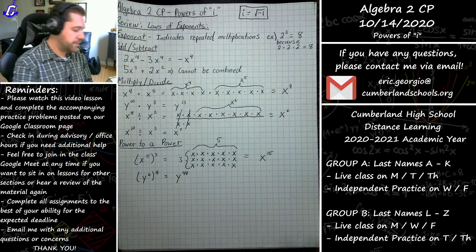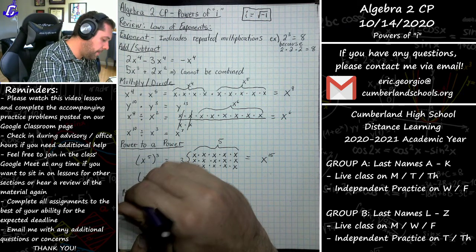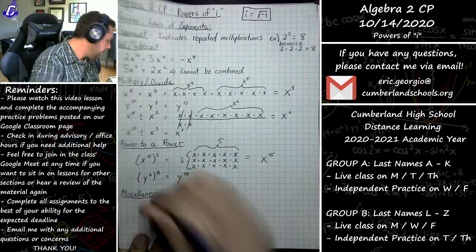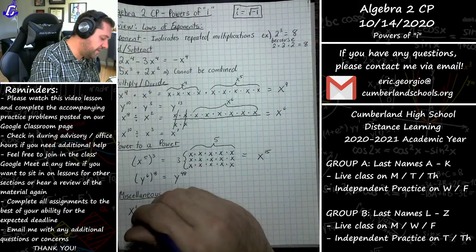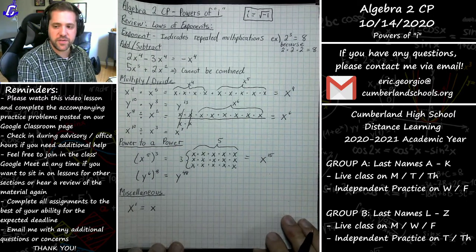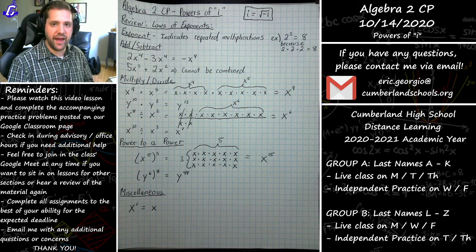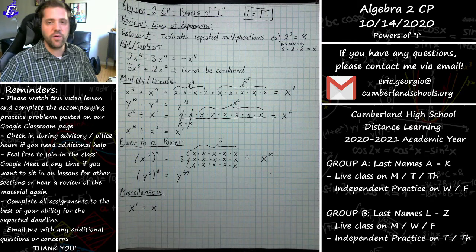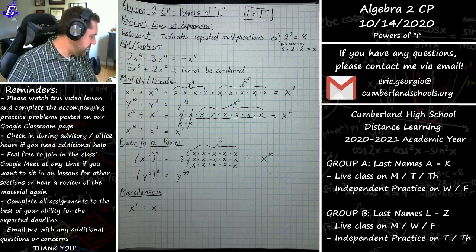Okie doke. Just a couple quick miscellaneous facts about exponents. Anything raised to the first power is just equal to itself, right? So x to the first is just equal to x. Everybody should know that, but just to make it clear, any number raised to the first power is itself. So when you see just a regular old x in an equation, it is secretly an x to the first power.